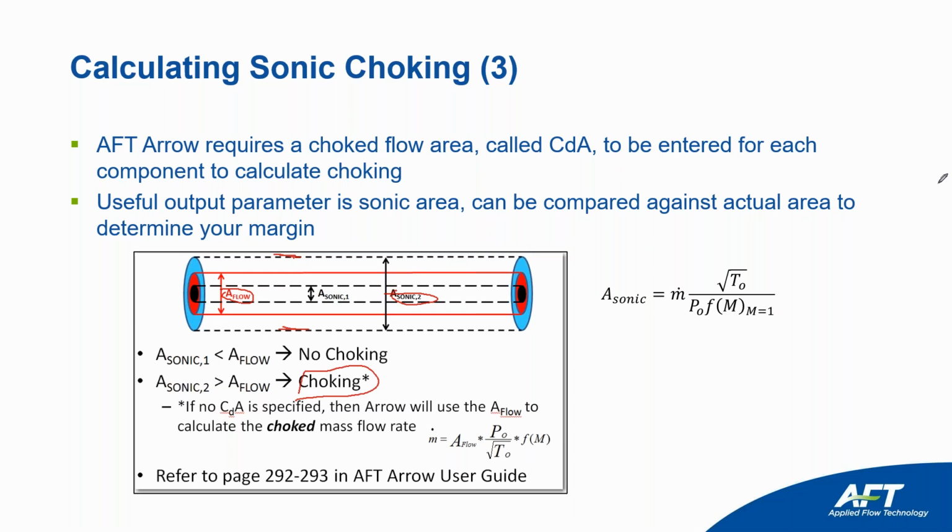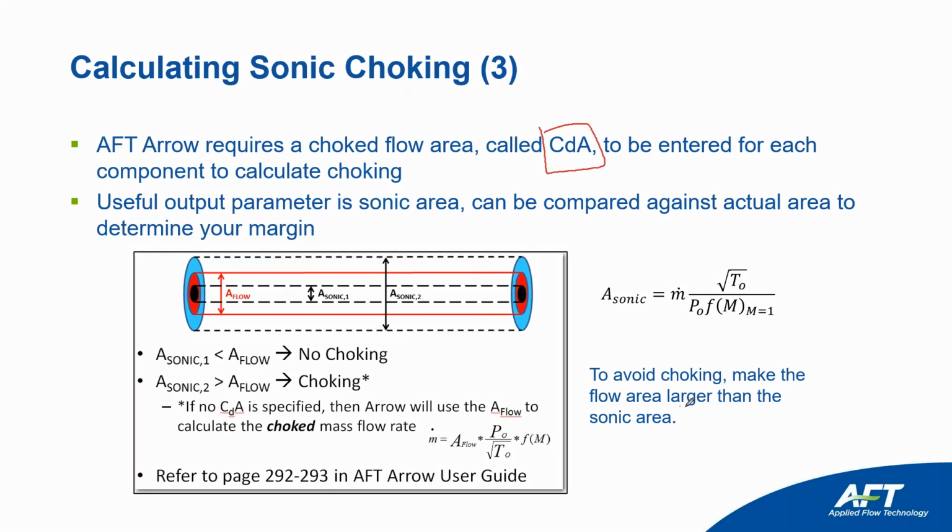So when we're starting to look at the next example here, keeping this equation in mind for determining your sonic choking, this is how we're going to figure out if we're going to be sonically choked or not. All right. Note that if you want to avoid sonic choking, make your flow area or your vena contracta or your CDA value larger than the sonic area. And remember, this is a directly calculated parameter in the output that you'll see here in just a moment.